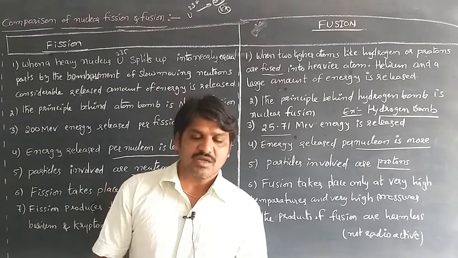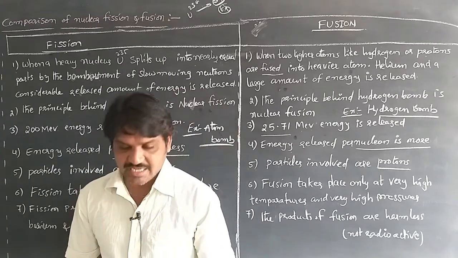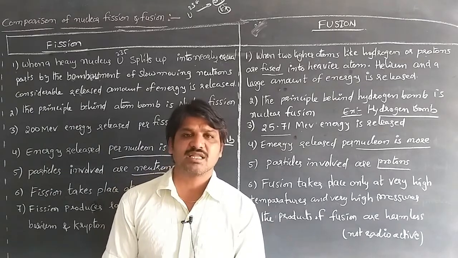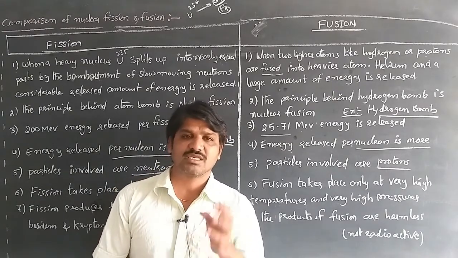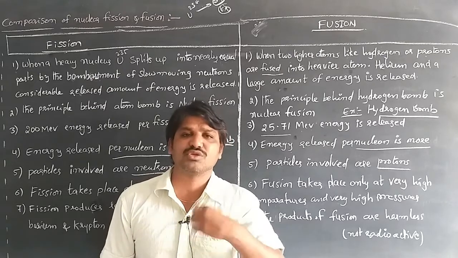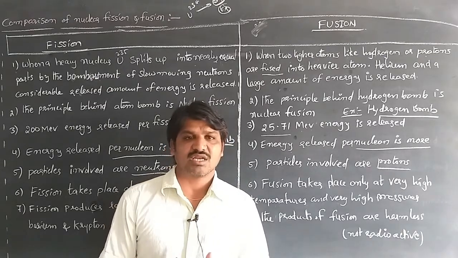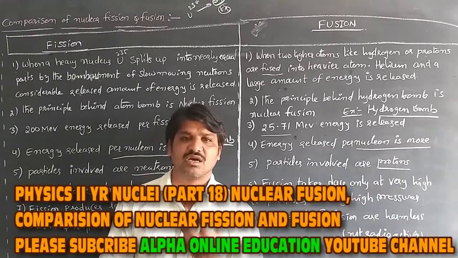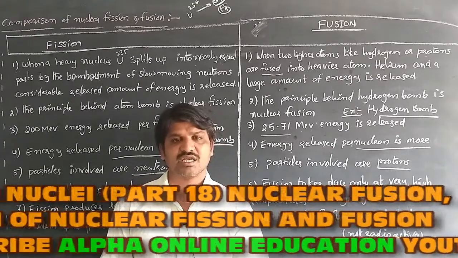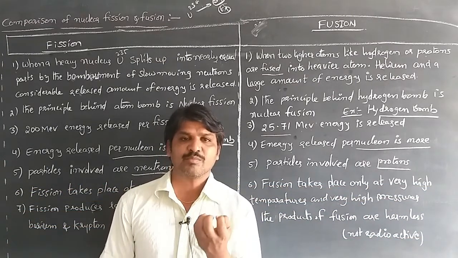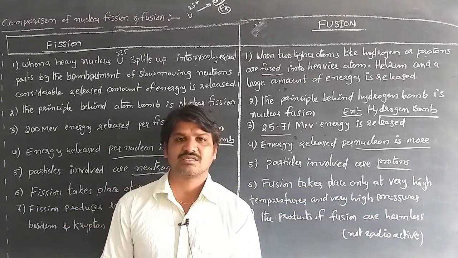Next, stellar energy. Whenever energy is released from the sun, what process is going on in the sun to produce continuous energy radiation? That is called stellar energy. The operation which takes place in the sun is called stellar energy. Why the stars sparkle, and why radiation is produced in the sun and stars, is called stellar energy.